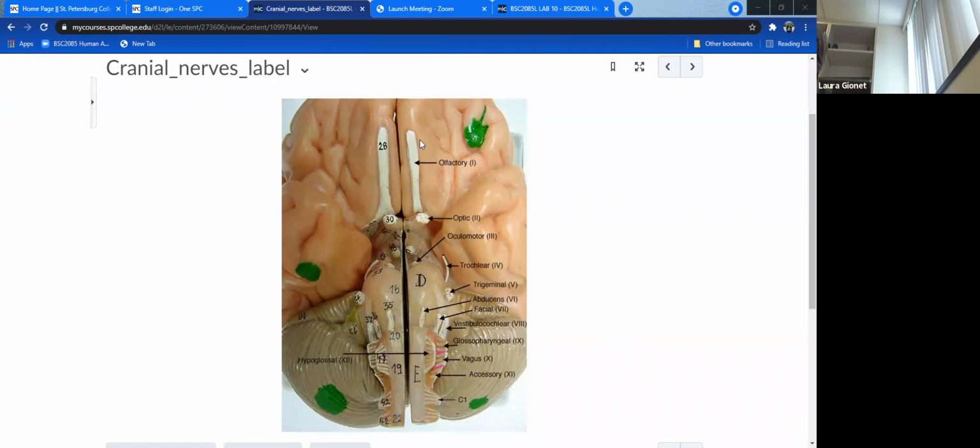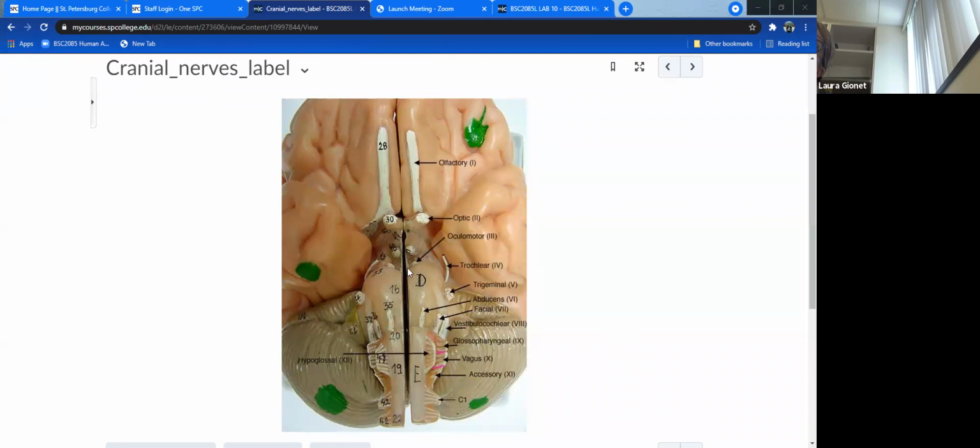Here we have, and we might have one older version like this in the lab, but most of them are a newer version. I believe some of them up in Clearwater, well, the last time I taught up there, they looked like this. Okay, so we have olfactory, optic. You might have a little nub down here.